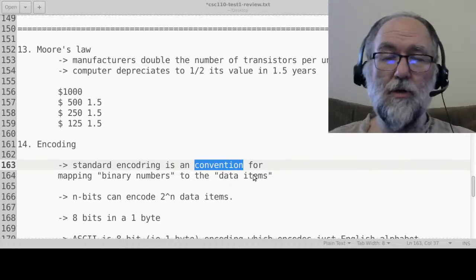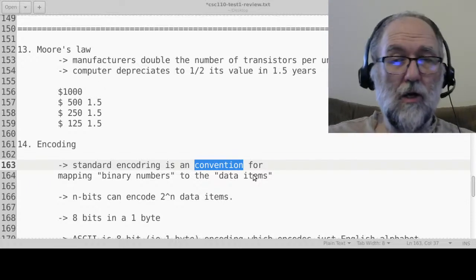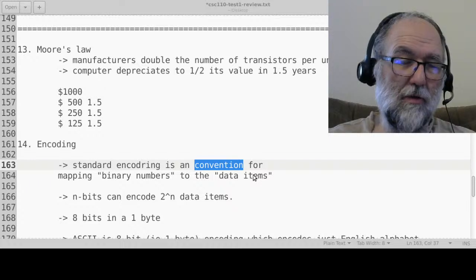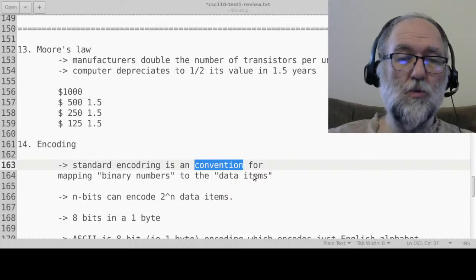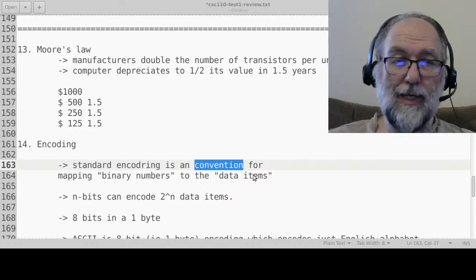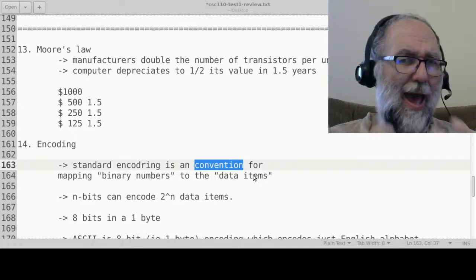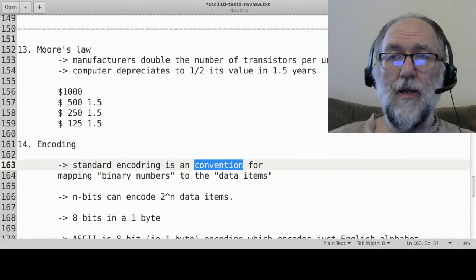All computers are going to interpret the same sequence of ones and zeros as, say, the letter A, or the same sequence of ones and zeros as the letter B, and then the same file on one computer will have the same letter A as another computer. So that's what a standard encoding is. It's basically a convention for mapping binary numbers to data items. Think of mapping as interpreting a sequence of ones and zeros.